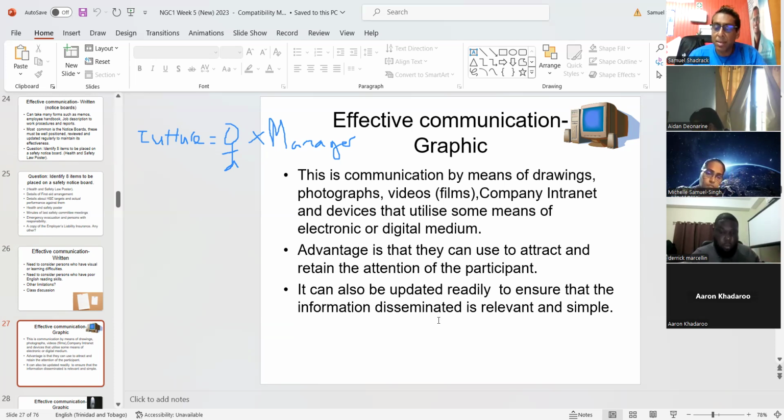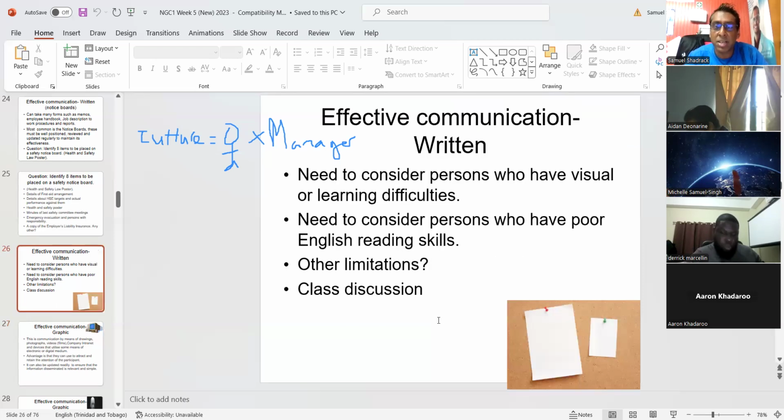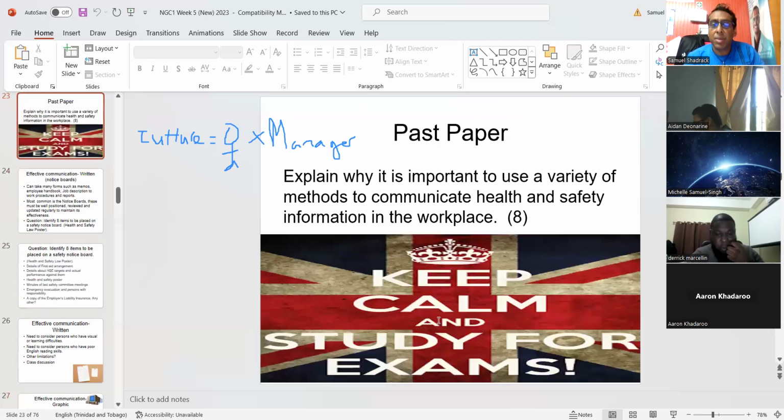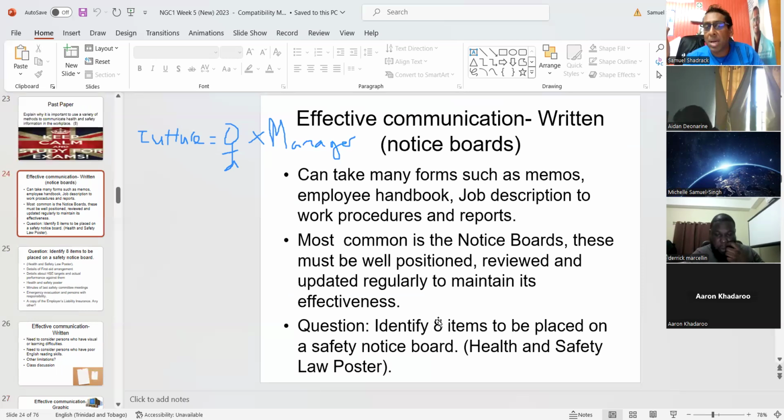Could I ask you to read a bit just so I can get you all involved? Anybody want to read? You want to read? Somebody else pick a benefit and read a benefit of written communication. Written communication, I can go back to that one. What's a benefit of written communication? Written communication is via memos, the employee handbook, your job description, the notice board.